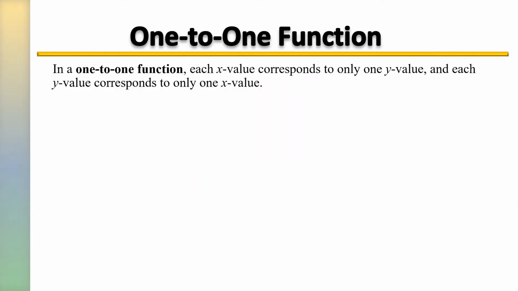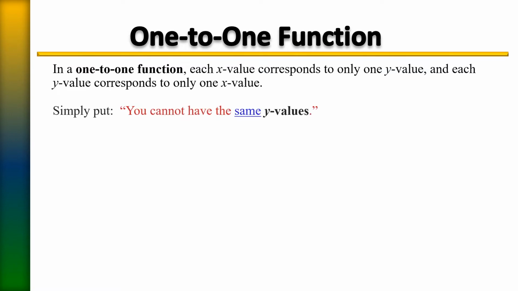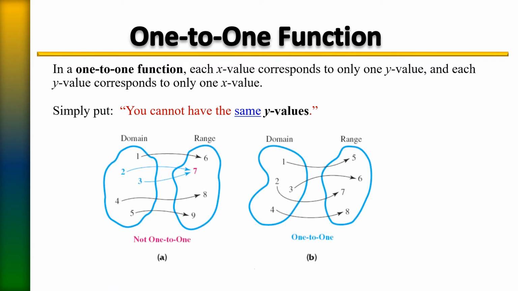Now let's discuss a one-to-one function. In a one-to-one function, each x value corresponds to only one y value, and each y value corresponds to only one x value. So with this function, it is actually the total opposite of a regular function. You cannot have two of the same y values, because as soon as you have two of the same y values, then it is not a one-to-one function.